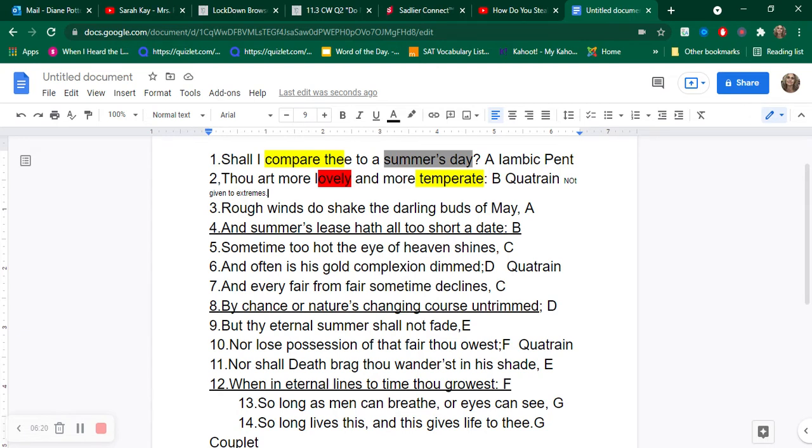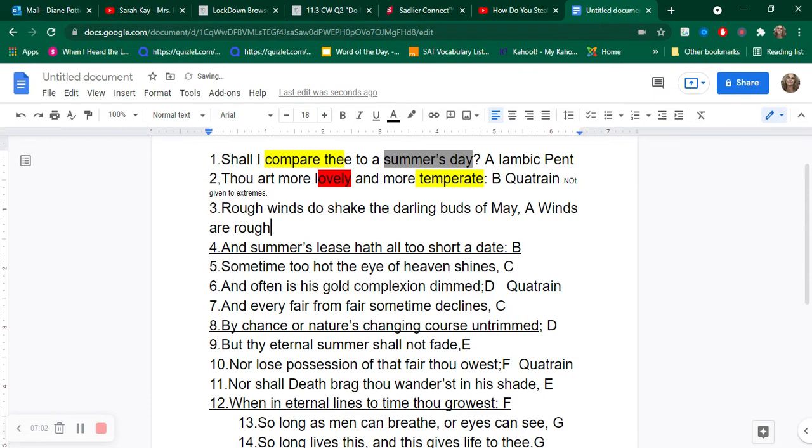Now he's trying to compare her to summer. In Shakespeare's day, there was a saying, it's as good as a summer's day, meaning this is as good as it's going to get. It was like a catchphrase going around, this is as lovely as a summer's day. People at the time would have been familiar with that. Rough winds do shake the darling buds of May. This is a reference to the weather, the summer's day, right? So sometimes he can't compare her because summer's too short. It's too rough. Summer could be rough. Winds are rough.